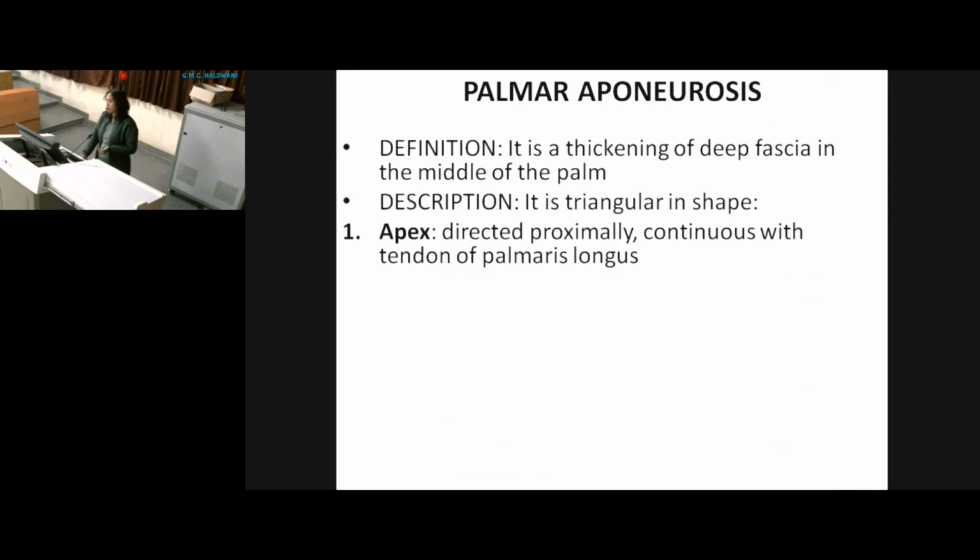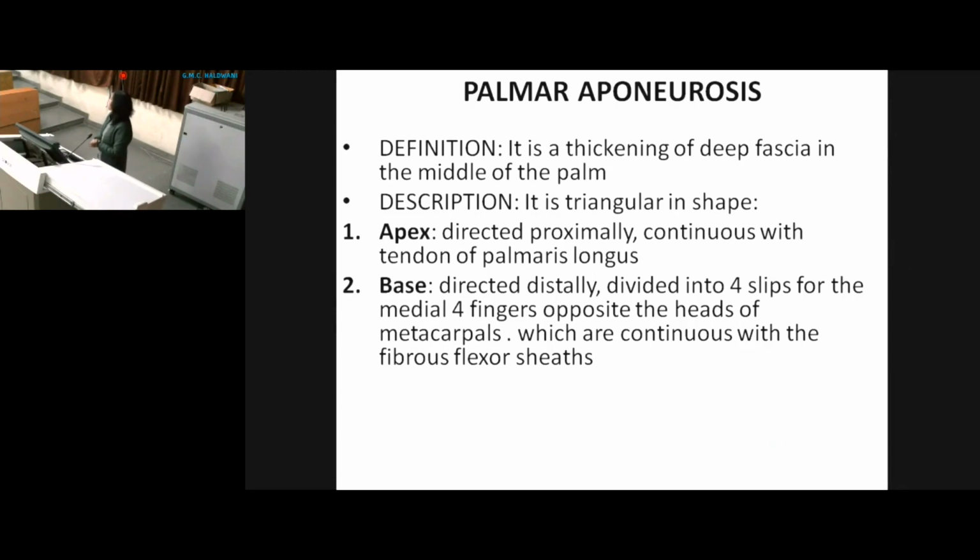Now we discuss this palmar aponeurosis, as it is the thickened deep fascia in the middle of the palm, or the center of the palm. And the shape of this fascia is triangular. So there is the apex and the base. Apex is directed proximally, towards the wrist, and is continuous with the tendon of the palmaris longus. And the base is directed distally. And the base is further divided into slips, and these slips then continue with the fibrous flexor sheath. So it divides into 4 slips for the medial 4 fingers, opposite the heads of the metacarpals, and is continuous with the fibrous flexor sheath.